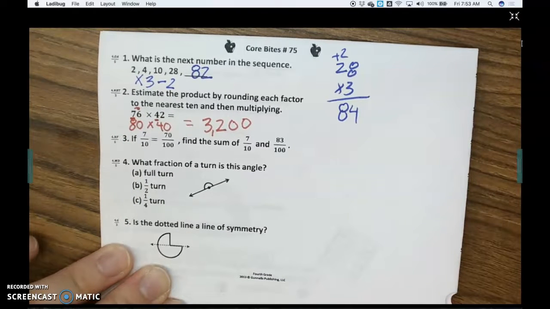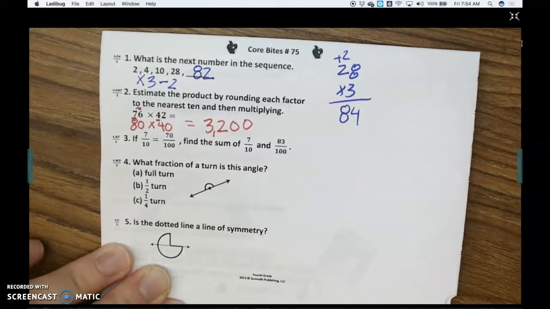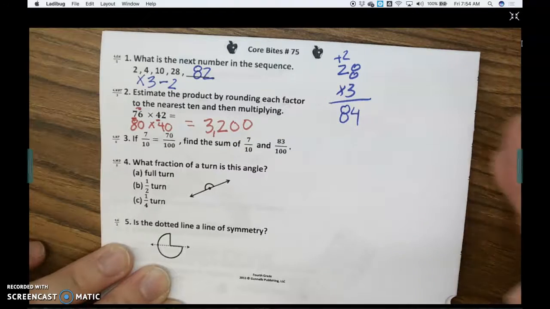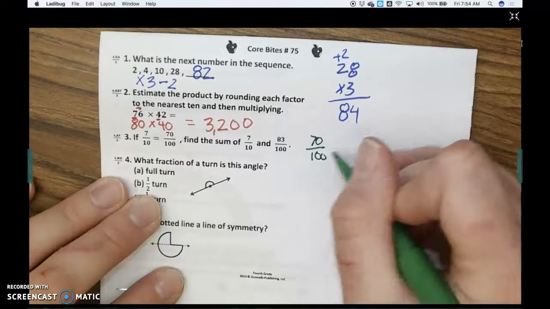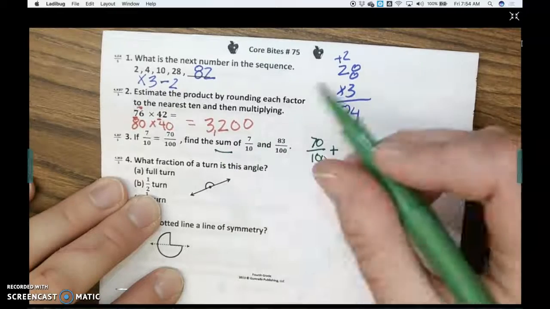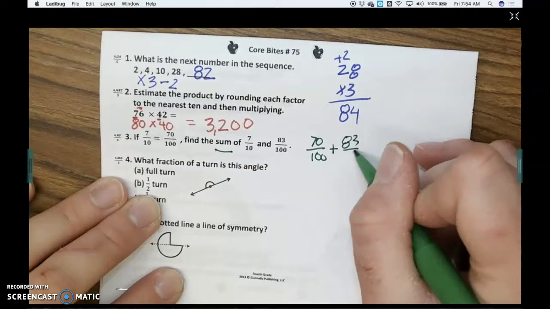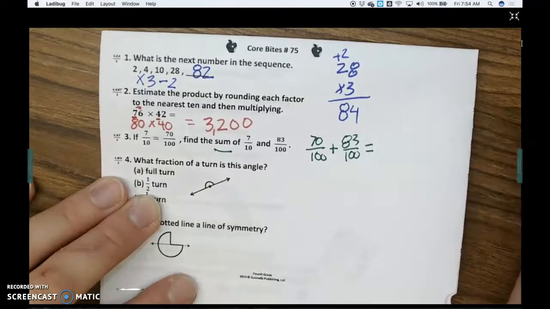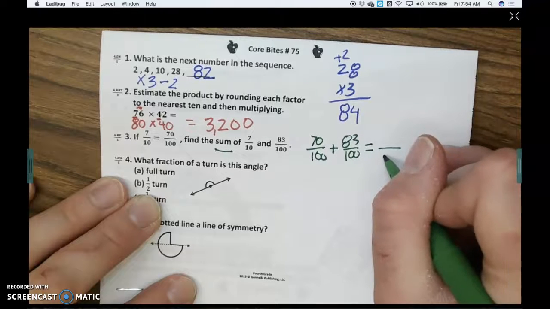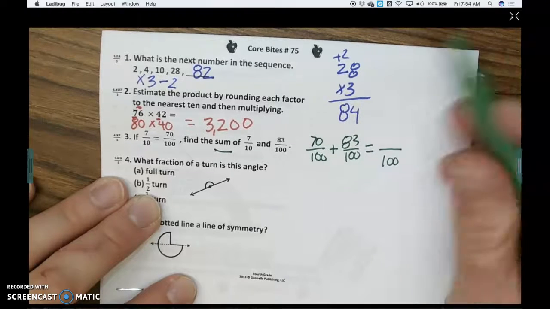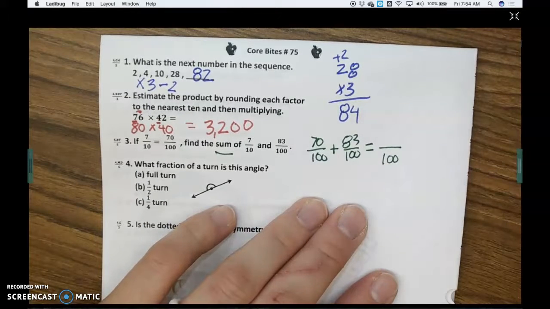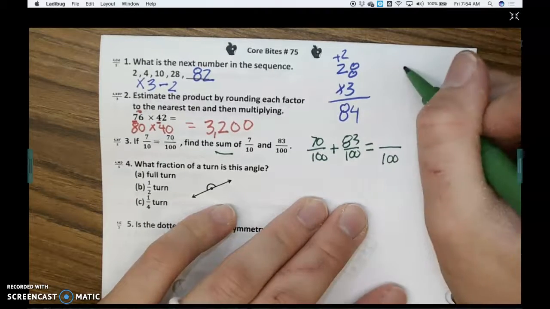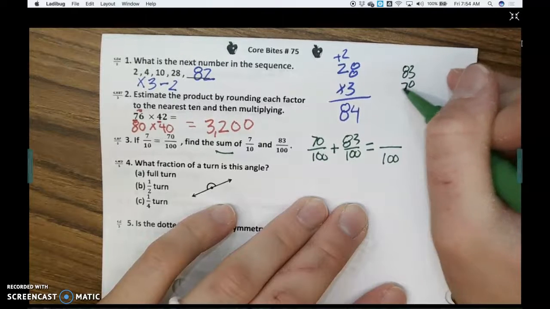For your next one, we have some fractions. If 7/10 equals 70 hundredths, find the sum of 7/10 and 83 hundredths. Well, they already told us that that equals 70 hundredths plus, because it says sum, you're adding, plus 83 hundredths. So they have the same denominator, so you're going to leave it the same. Okay, you're going to add 70 and 83, and just looking at it, I think that's going to end up being more than 100, right?